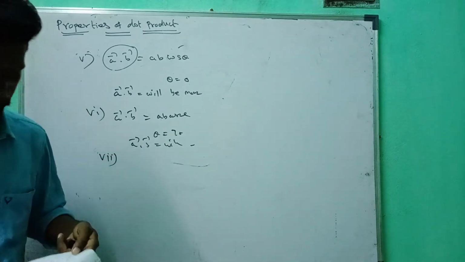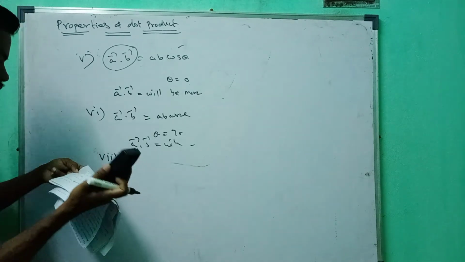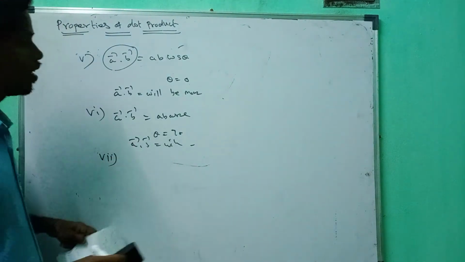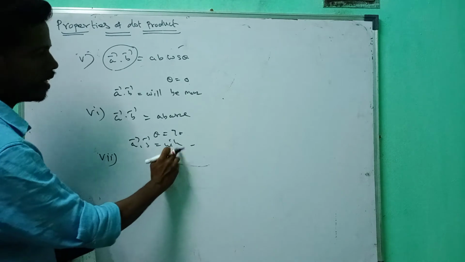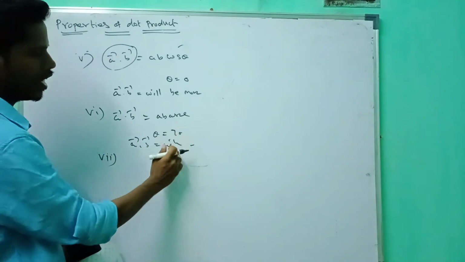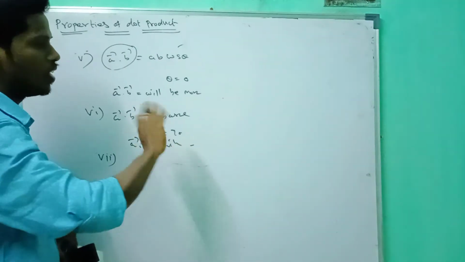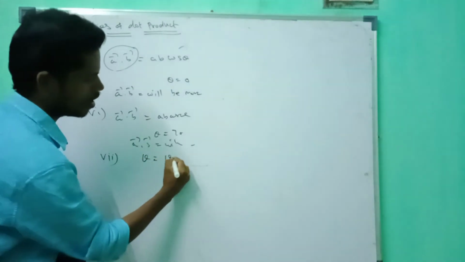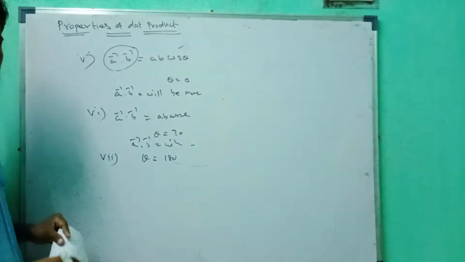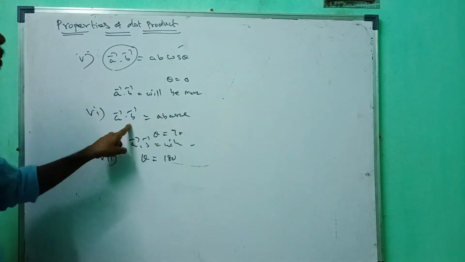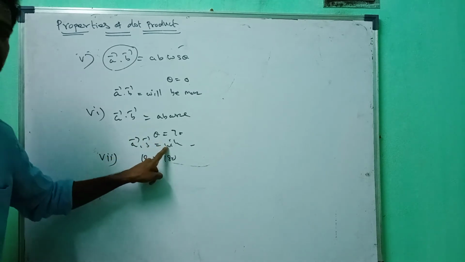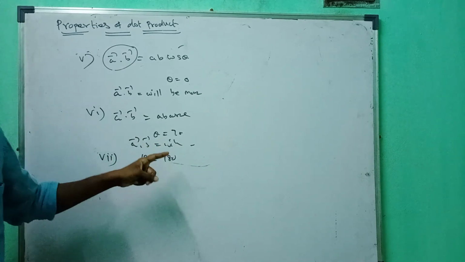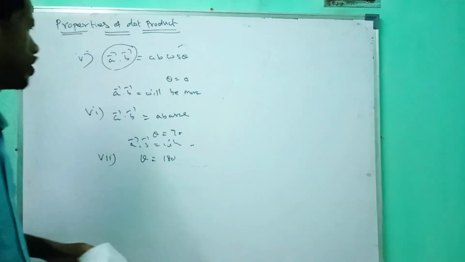And the seventh point is, sorry, it's not minimum, it's 0. When theta is 90, it will be 0. When theta is 180, it will be minimum. Are you clear what I am telling? When theta is 0, it will be maximum. Theta is 90, it will be 0. When theta is 180, it will be minimum. That's all.